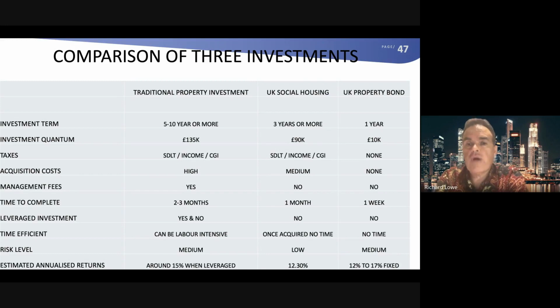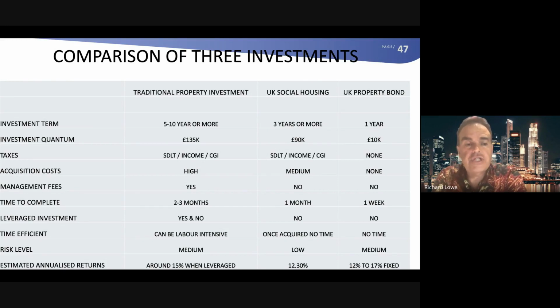With the UK social housing, they are cash purchases, so you don't have the arduous part of applying for a mortgage. And so typically you are exchanging the contracts within about 1 month. And with the UK property bond, it can be done easily within a week. In fact, I can do it within a few days once I've got the application form and supporting documents. Typically within 2 to 3 working days, the investment is live.